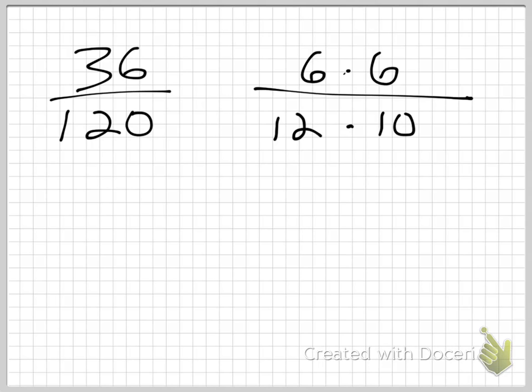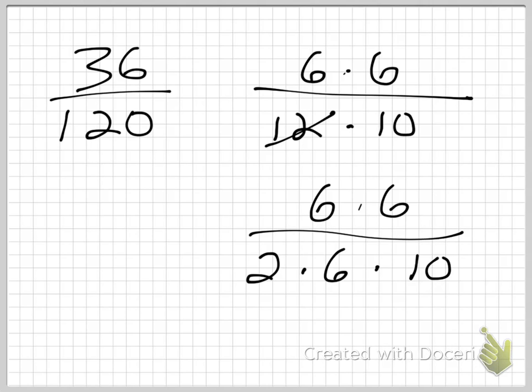Can I also break down the 12 and make it 6 times 2? Yes. Do you agree that I can do that? So I'm going to go 6 times 6 over 2 times 6 times 10. Have I changed anything? Is there any difference between 36 over 120 and 6 times 6 over 2 times 6 times 10? No. I can cross out this, right? That leaves me with 6 over 20.